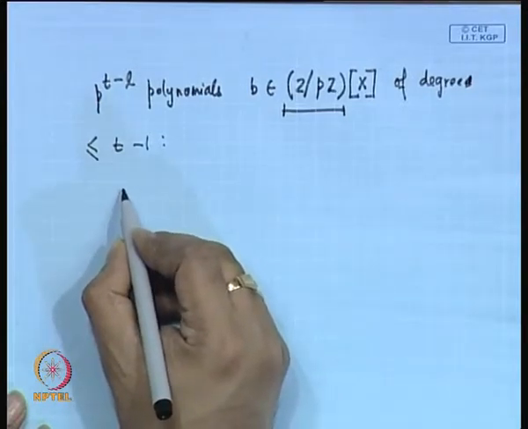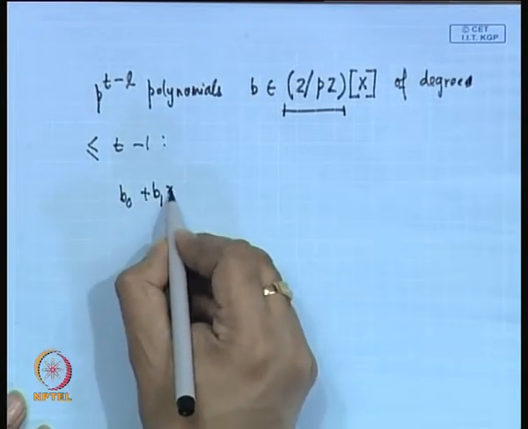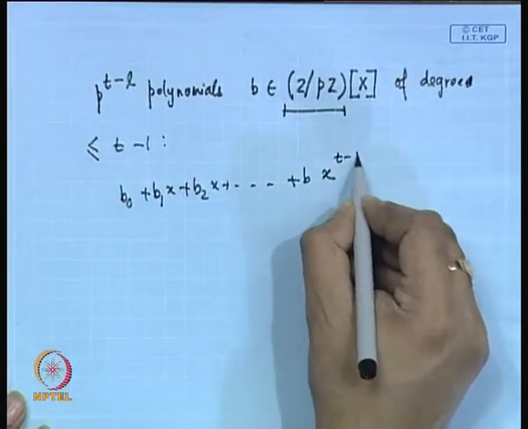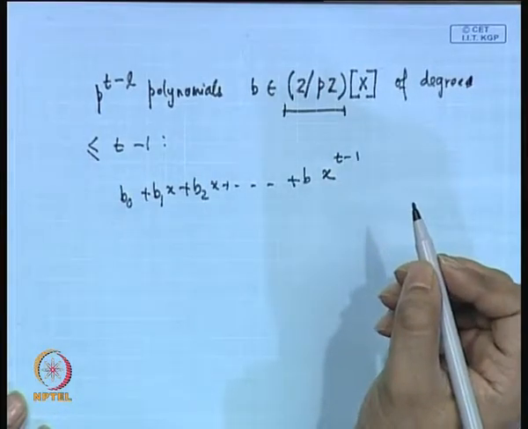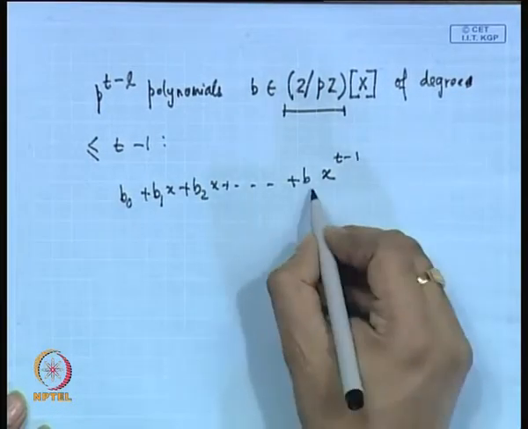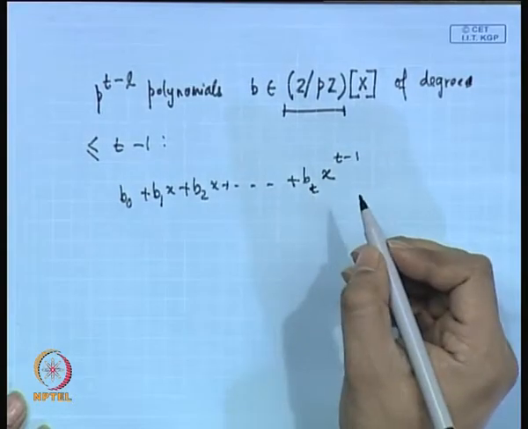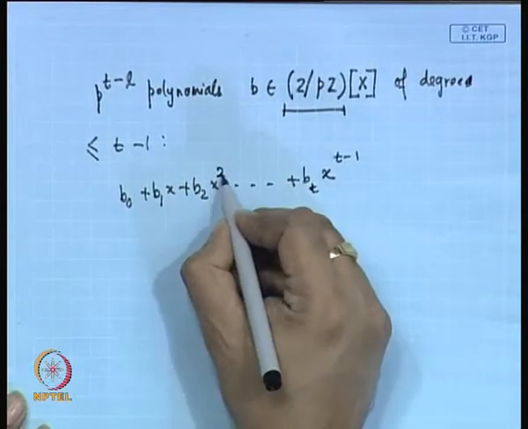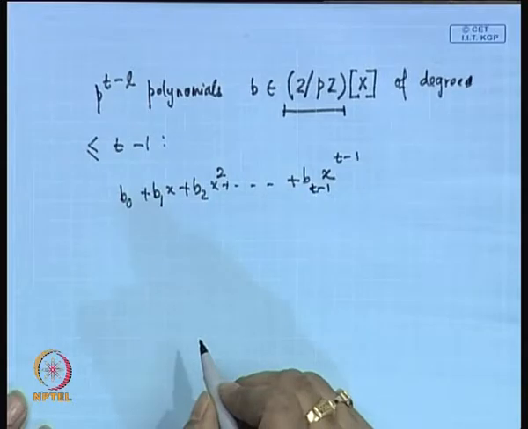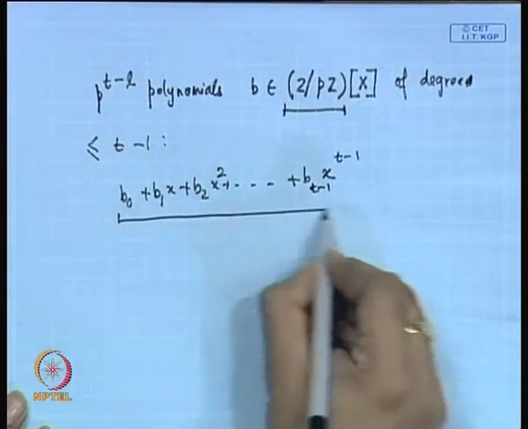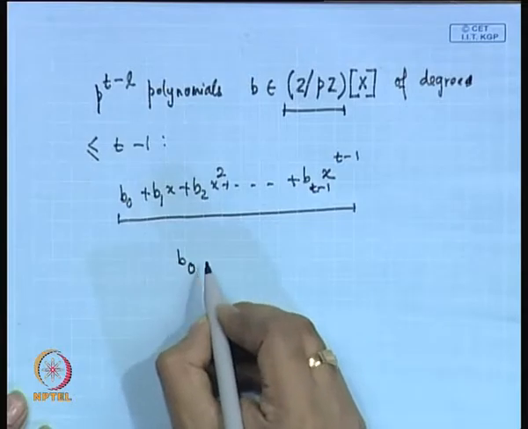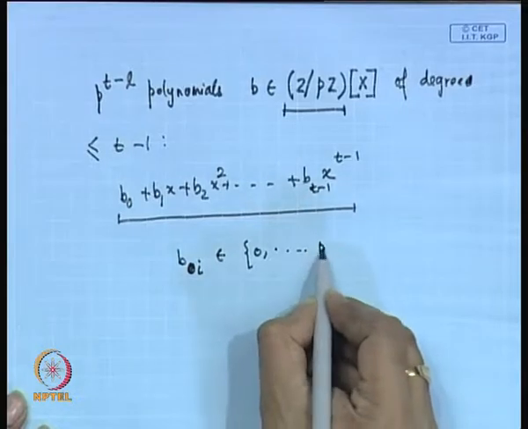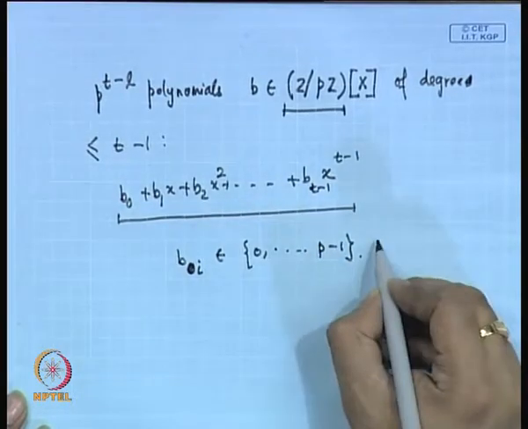So, what are the possible values of polynomials? Polynomials could be like b0 plus b1x plus b2x squared and so on till x to the power of t minus 1, that is the degree, right. So, this is a possible polynomial, and what are these coefficients? Any b0 or any bi for that matter belongs to from 0 to p minus 1, that means it belongs to this particular set, right.